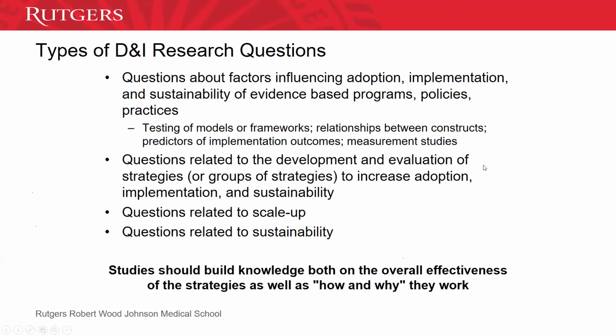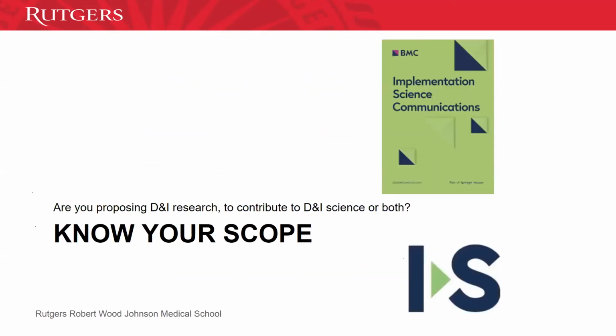Actually, you can skip to the next one after this. So the first thing is knowing your science and knowing where you fall into the DNI science piece. The other area that you want to be thinking about in terms of your work is, are you proposing to do DNI research, or is your focus, and this could be an either or an and in this case, is your focus going to be trying to contribute to the DNI science?